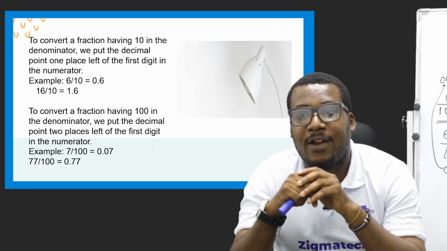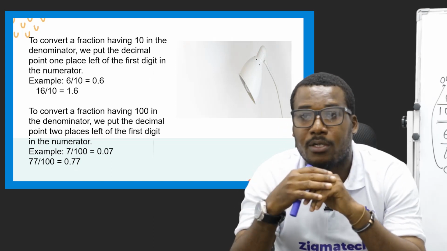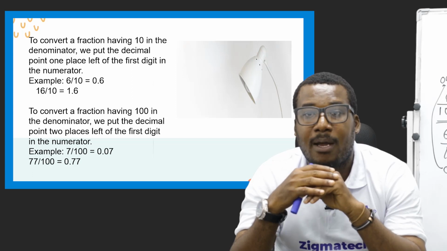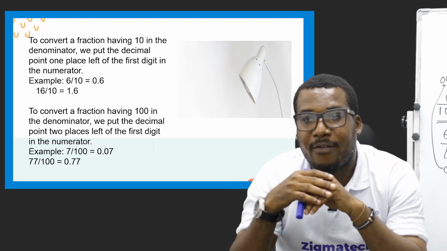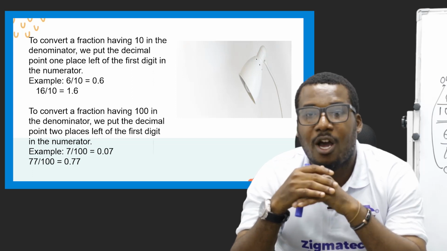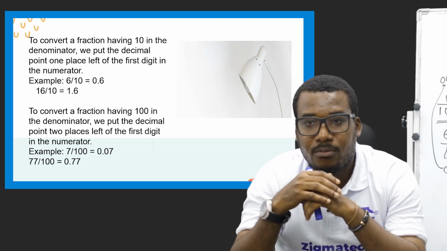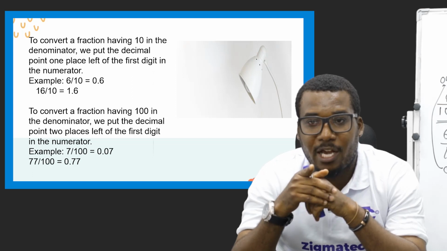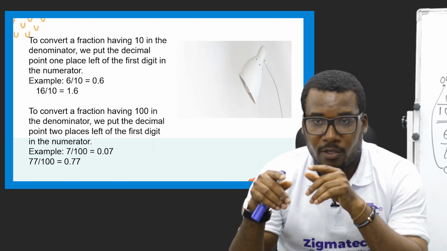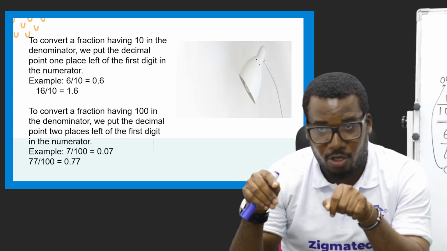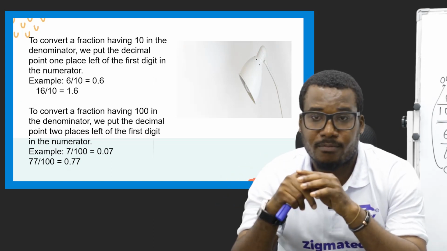They said to convert a fraction having 100, which is what we just did on the board, in the denominator, we put the decimal point 2 places left. So you count twice to the left of the first digit of the numerator. So 7 over 100 now. Move the first 0 to the front and it becomes 0.7. Another 0 to the front, it becomes 0.07.